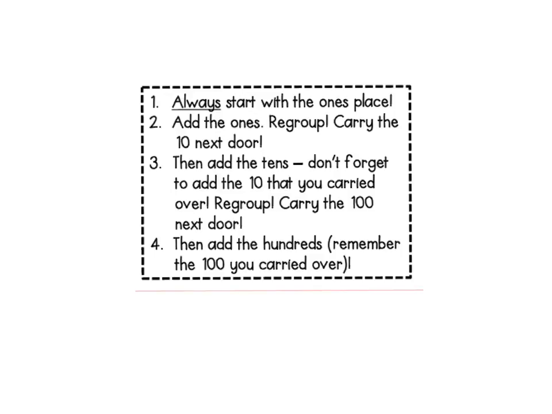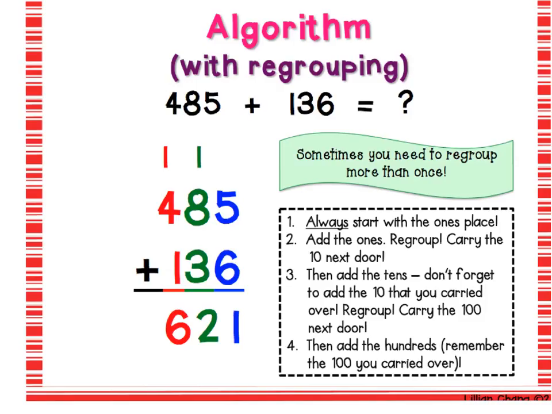So boys and girls, when we use the standard algorithm strategy for addition with regrouping, we always start with the ones place. We add the ones and regroup. We regroup or carry over the 10 next door, and then we add the tens. Don't forget to add the 10 that you carried over, and then you can regroup again. Carry the 100 next door. Finally, add the hundreds. Always remember the 100 that you carried over. And that, boys and girls, is how we use the standard algorithm strategy to solve addition equations that require regrouping. Now you give it a try with the practice problems that we gave to you in class.